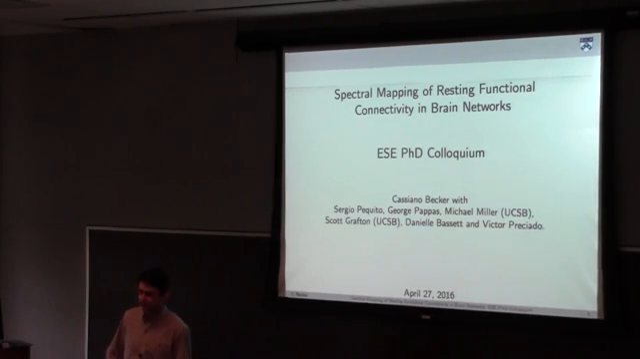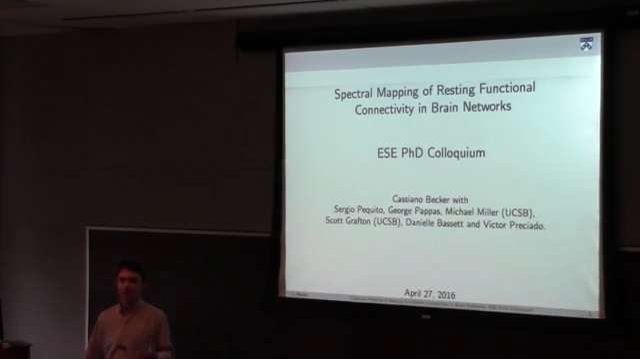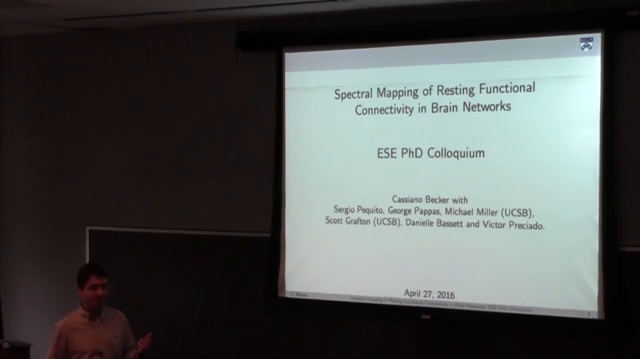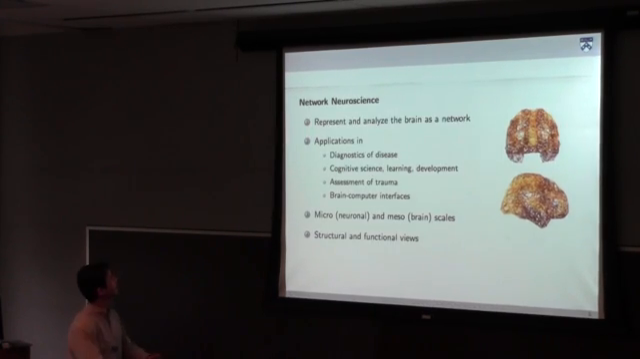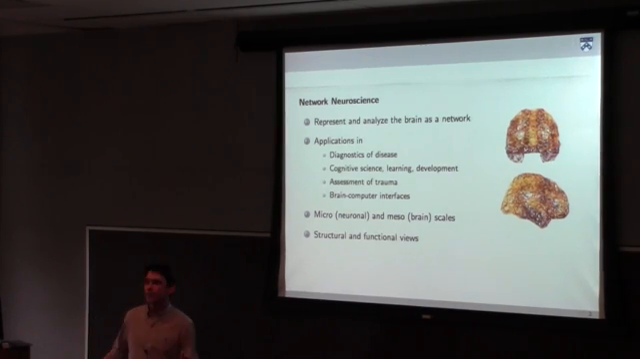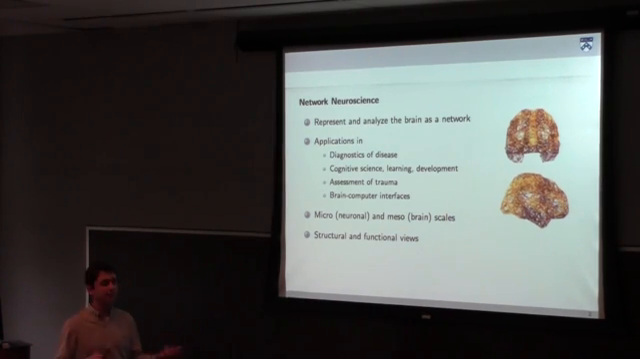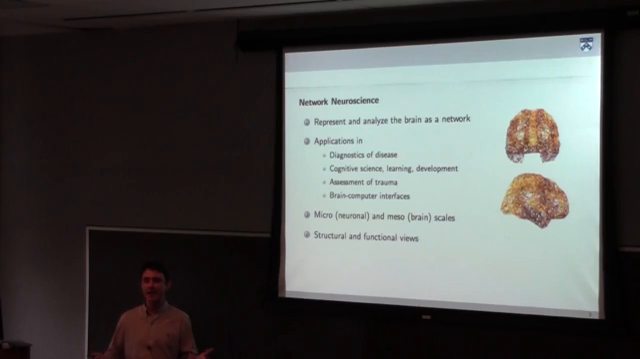That is a research problem, an open question, very actively studied in network neuroscience. And so I'm going to talk about network neuroscience to set the background. Network neuroscience represents and analyzes the brain as a network so that you can have an encoding of the complex interactions that arise in that system.